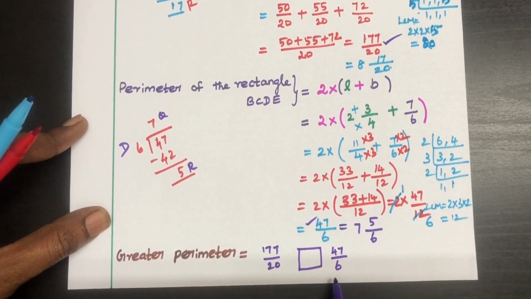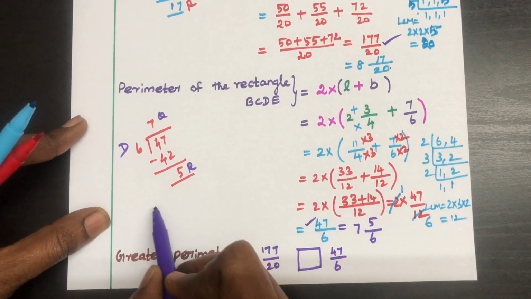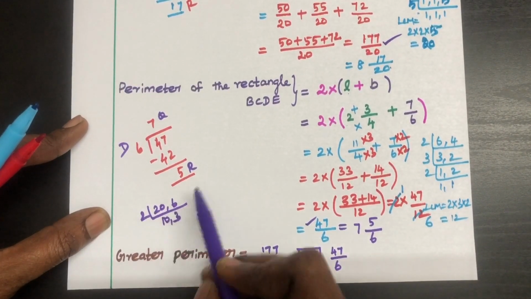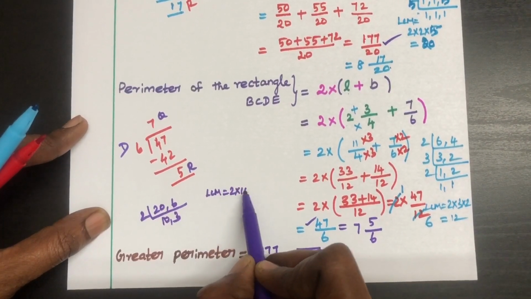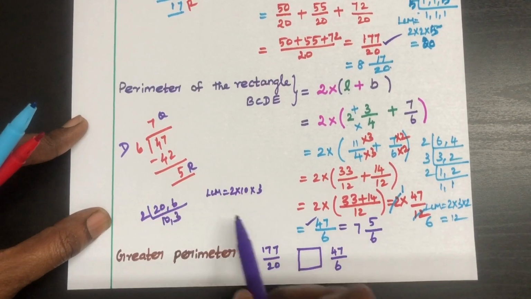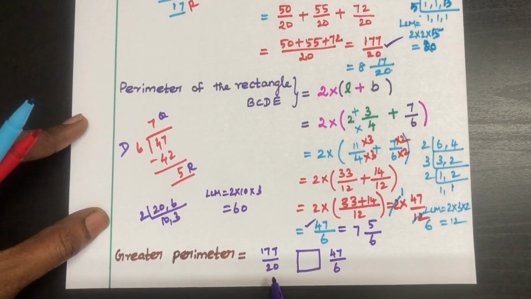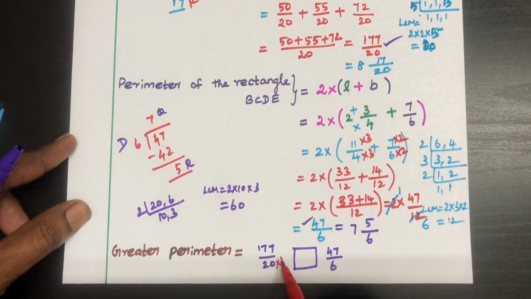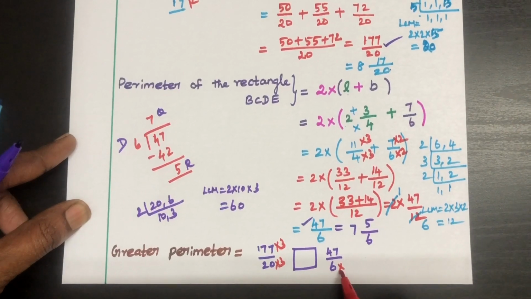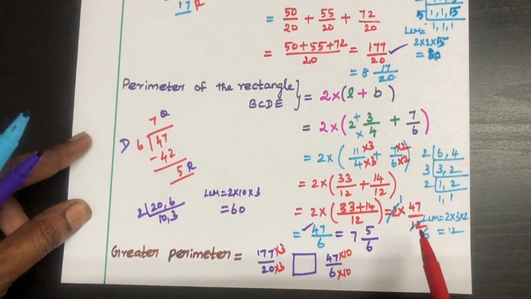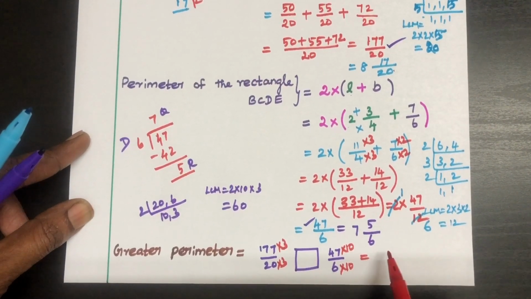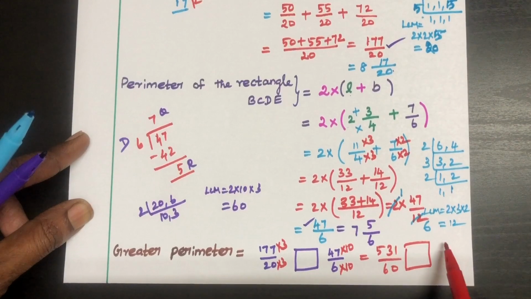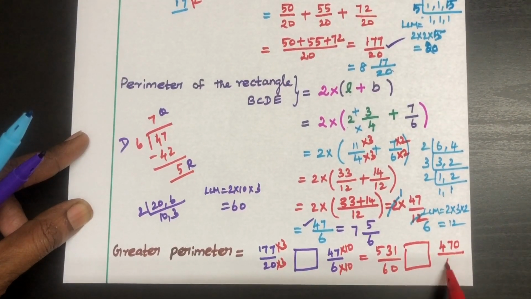See, 20 and 6 are there, right? What is the LCM for 20 and 6? 20 comma 6. So 2 can divide, no? 10 comma 3. See, the LCM is 2 into 10 into 3. 20 into 3 is 60. 60 is the LCM. Now our aim is to make the denominators 60. How to make this 60? We need to multiply this with 3. Here also 3. Here, how to make this 6 into 60? Multiplying it with 10. Now, this gives us 177 into 3 is 531 by 60. 47 into 10 gives us 470 divided by 60.